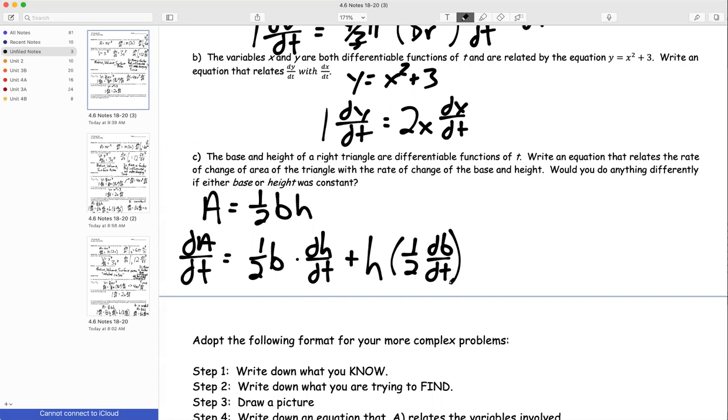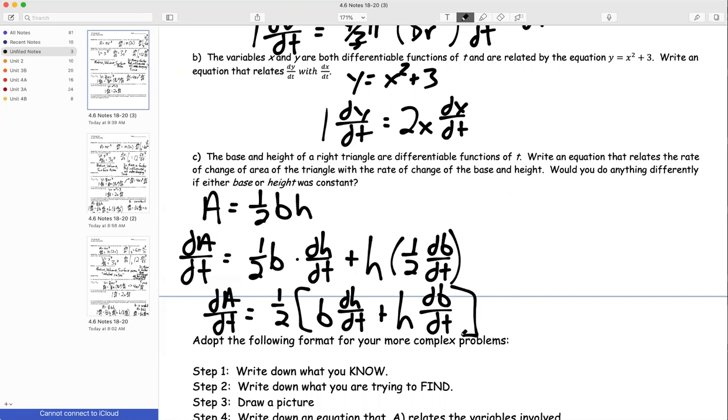I can clean this up a little bit. I could write this as dA/dt equals, both of these terms have a 1/2, so I could factor that out. You don't have to do this, but I could clean it up a little bit. So I've got 1/2 times b times dh/dt plus h times db/dt. So all I've done here is factor out a 1/2.